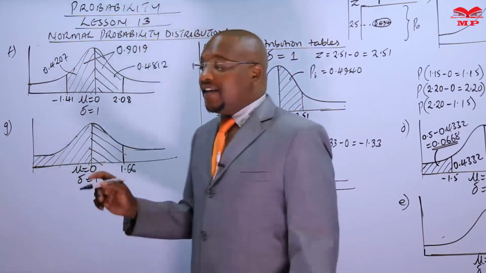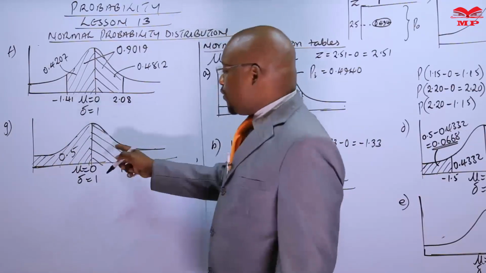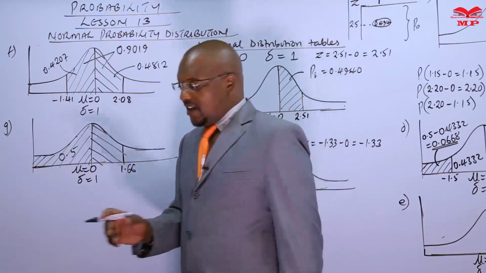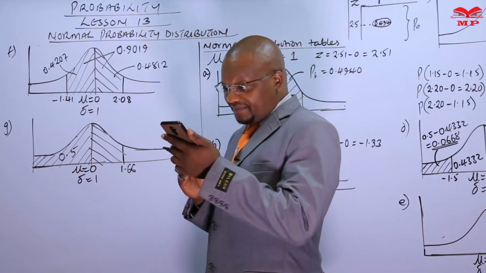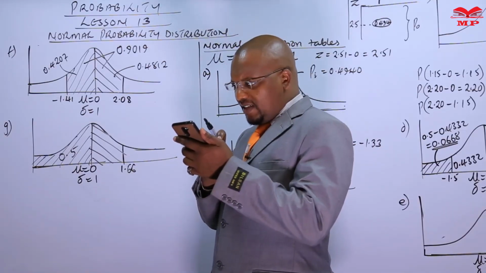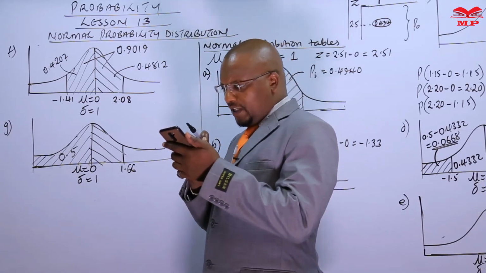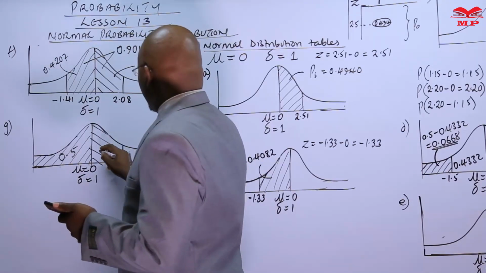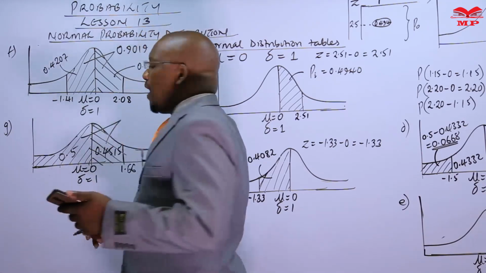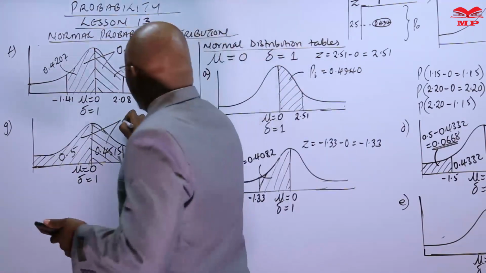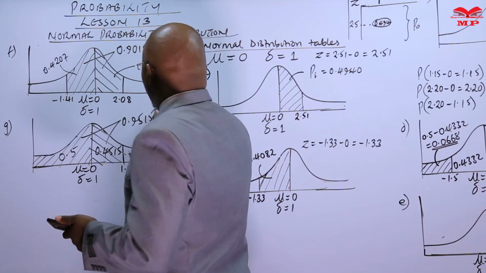First of all, we know the entire of this half is 0.5. So we look for this area that is between 0 and 1.66. If we read from the table, 1.6 then 6, this is going to give us 0.4515. So if you add this now, you get 0.9515. So the area is 0.9515.